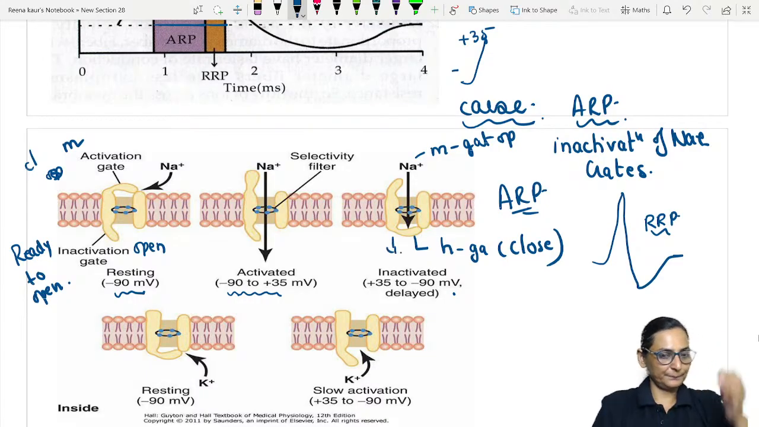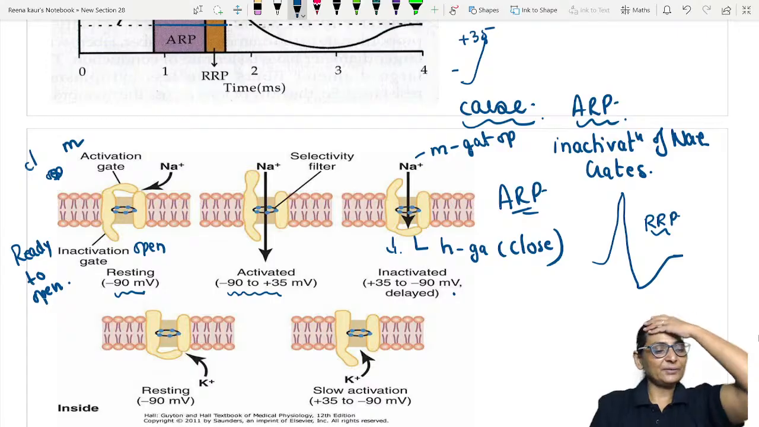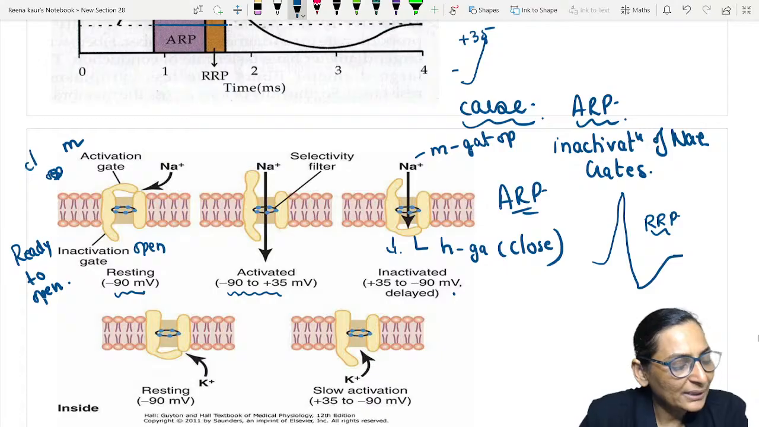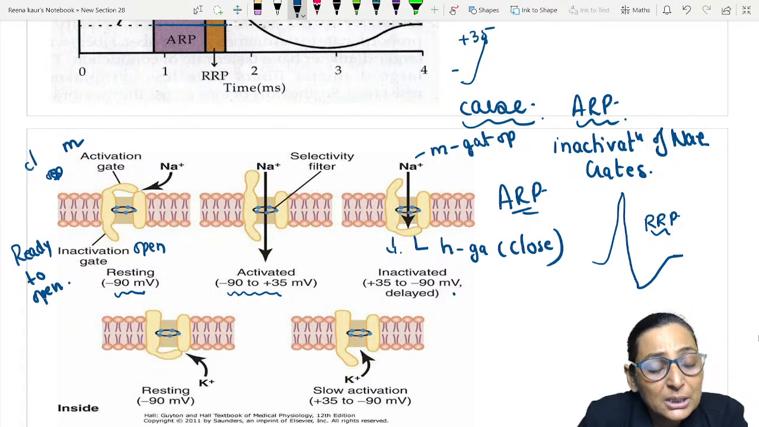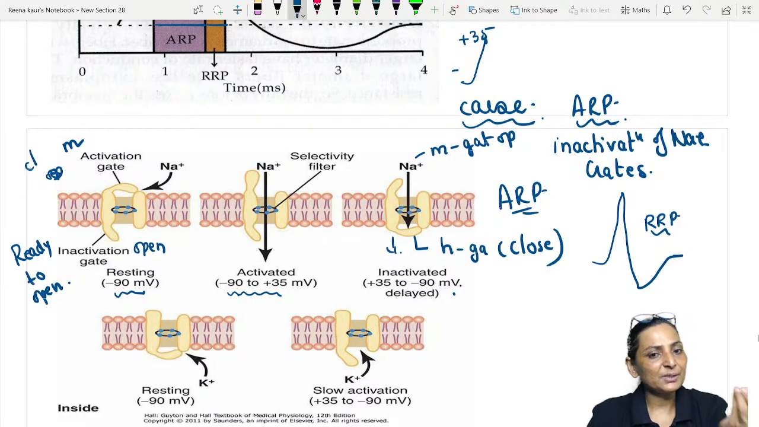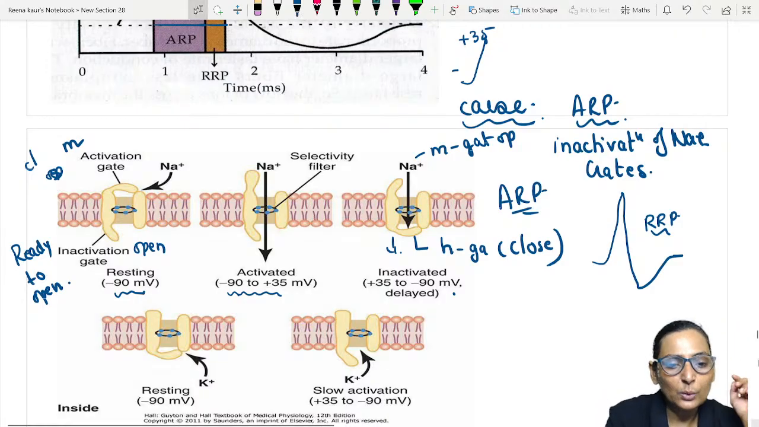inactivation gates, right? So in the case of the relative refractory period, when they are trying to set back towards original, you will find that once you give a suprathreshold stimulus, the inactivation gates will open. So the basic cause of the absolute refractory period is the closure or the tight closure of the inactivation gates, and they do not open with any strength of stimulus. Relative में अगर आपने suprathreshold stimulus दिया तो you can open that, right? Potassium का कोई problem नहीं है.